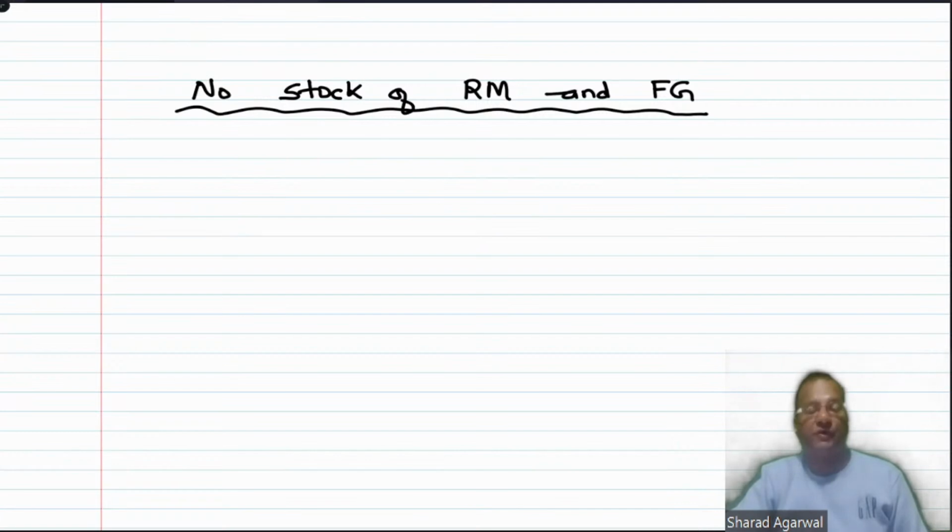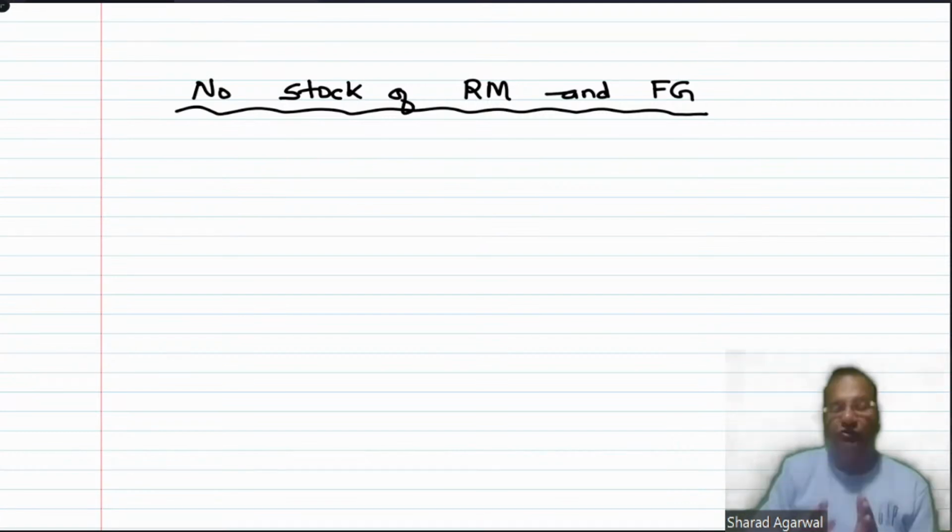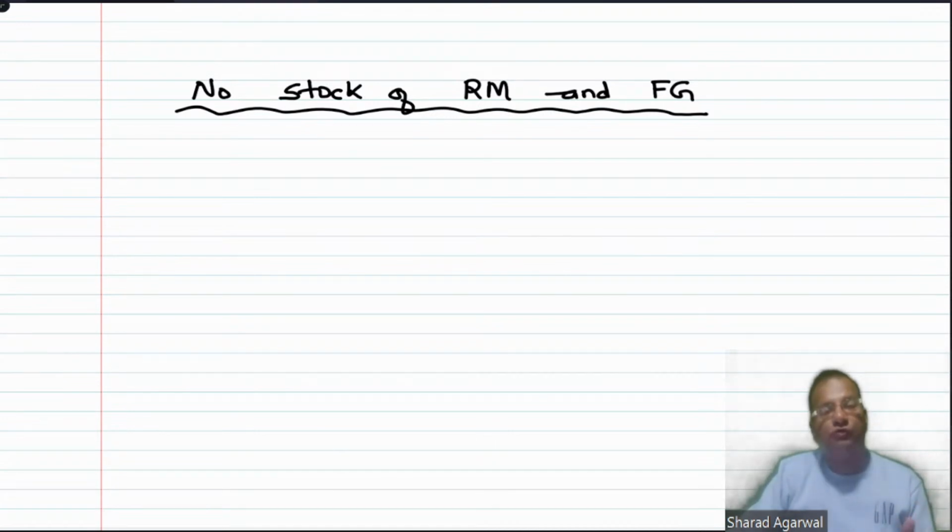but still the concept is altogether different. So please remove this concept from your mind that if any organization has applied just-in-time system, there will be no stock of raw material, there will be no stock of finished goods. That is not at all possible in the real world. Just imagine yourself, beta, no company can survive without maintaining the stock of raw material and finished goods. There has to be some stock, otherwise no one can survive.